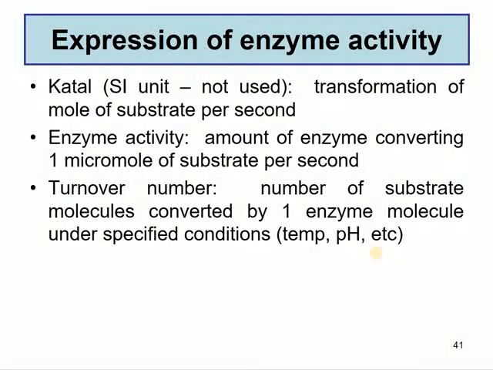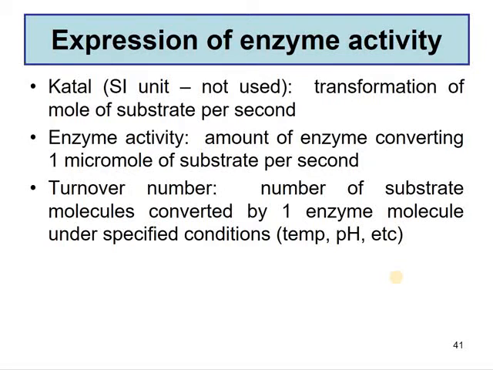Okay, so the expression of enzyme activity. The unit for expression of enzyme activity is known as the Katal. The SI unit is not used. It tells us about the transformation of a mole of substrate per second by the enzyme. Then enzyme activity is the amount of enzyme that converts 1 micromole of substrate per second. Okay, and then the turnover number will be the number of substrate molecules that were converted by one enzyme molecule under specified conditions.